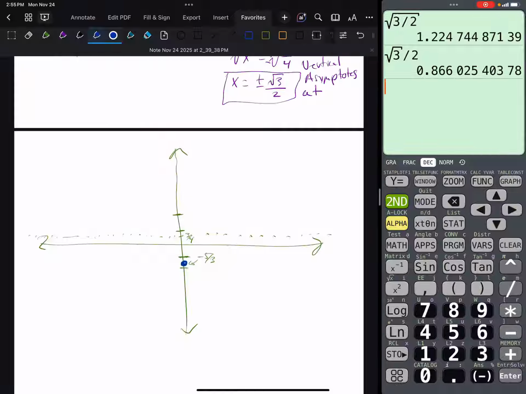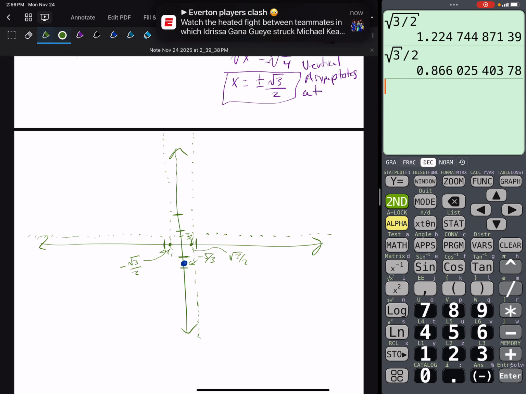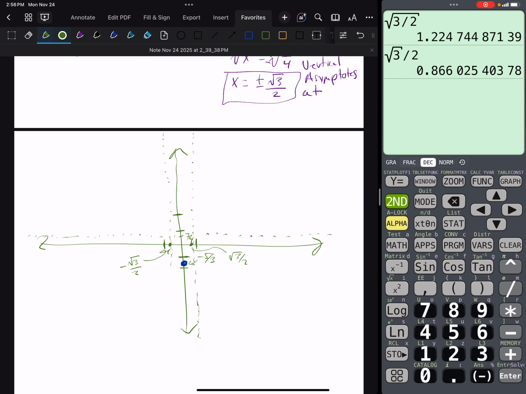Okay, so if that's 0.866, which I should have remembered from trig, that means that I have vertical asymptotes at plus or minus square root of 3 over 2. And then that's negative square root of 3 over 2. And so there's a vertical line through here, and a vertical line through here.